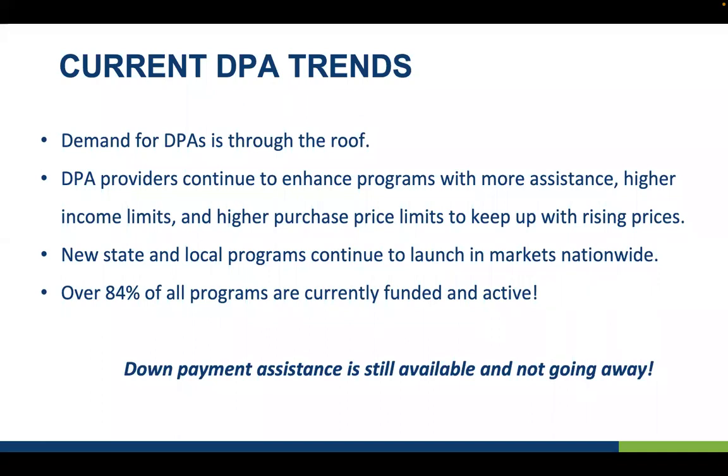We also see that down payment assistance providers continue to enhance their programs by increasing the amount of assistance they offer, by increasing income limits, by increasing purchase price limits, all of which is designed to keep the door open for as many aspiring home buyers as possible and to try to keep pace with rising prices. We also see more new programs continuing to launch across the country. I'll show you more about that in just a moment.